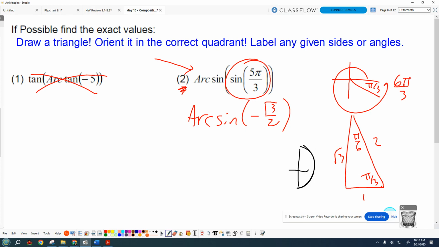What angle makes sine root 3 over 2? We just did. Root 3 is opposite pi over 3. So it's pi over 3, but you said quadrant 4, so how do I make that be a quadrant 4 angle?